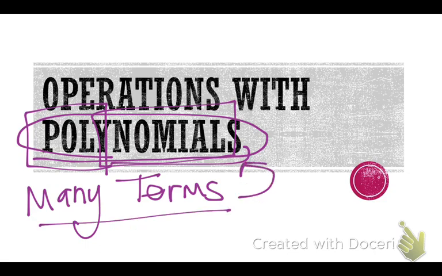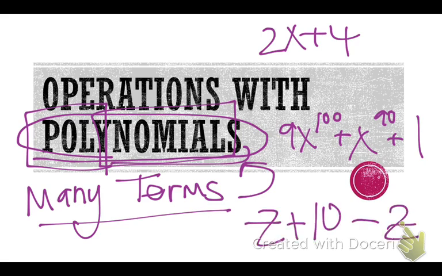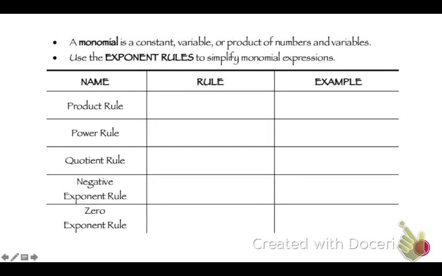Okay, so examples of these, you don't have to write these down. What would be like 2x plus 4? That's a polynomial. 9x to the 100th power plus x to the 90th plus 1. That's a polynomial. z plus 10 minus z to the second power. Not negative. You can't have negatives. There are some rules on this, but that's a polynomial.